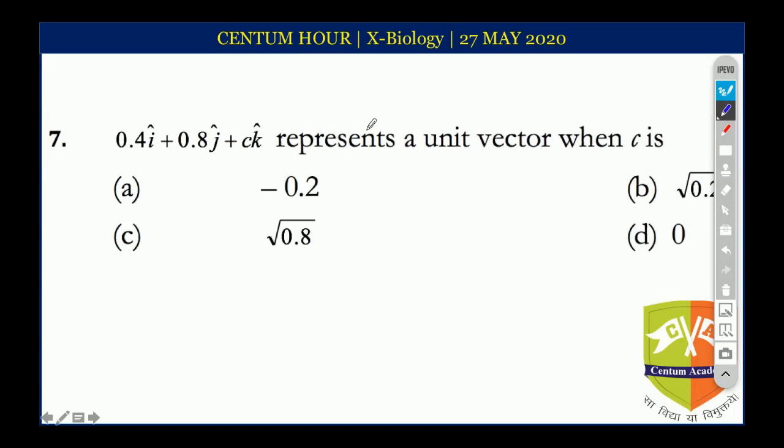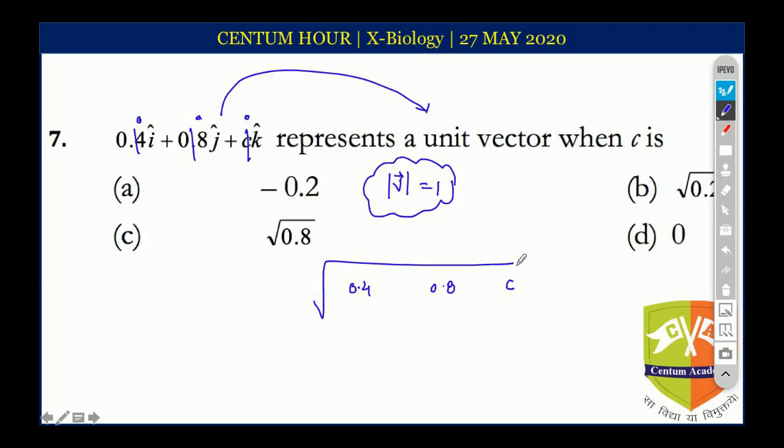Okay. So my dear friend, this is a vector with its individual coefficients: coefficient of i is 0.4, coefficient of j is 0.8, and coefficient of k is c. This vector is required to be a unit vector. A unit vector should have its magnitude equal to 1. So we will calculate its magnitude and put it equal to 1. How do we calculate the magnitude of a vector? By squaring and adding its individual coefficients. By solving this linear equation in one variable, you will get c equal to square root of 0.2. I hope it helped. Okay, dear friend. Thank you very much.